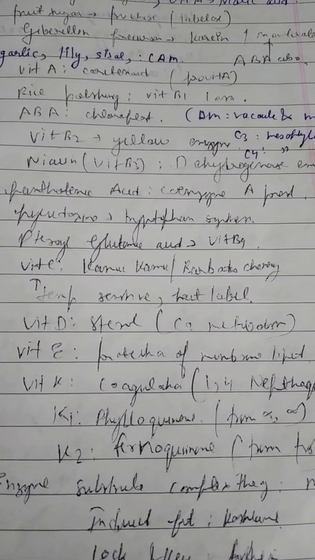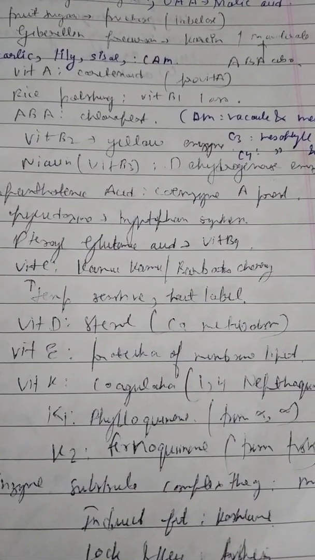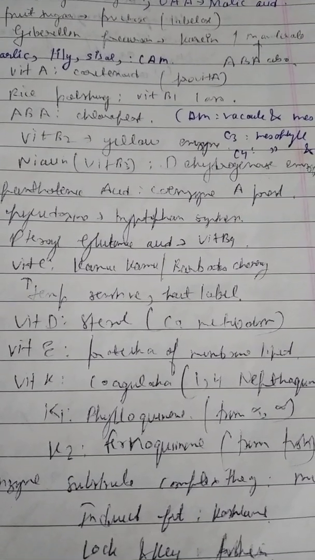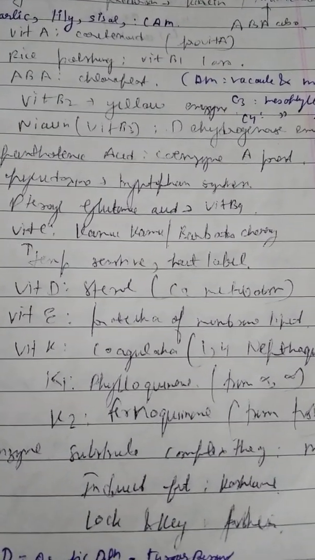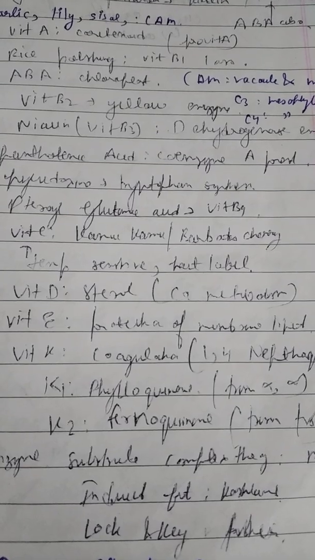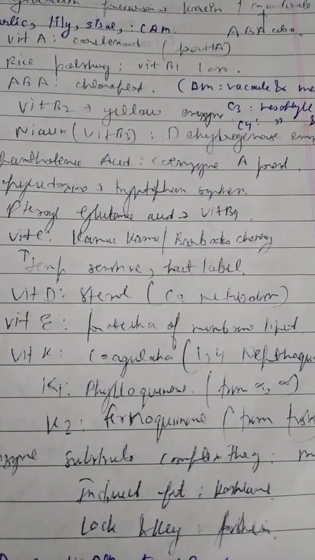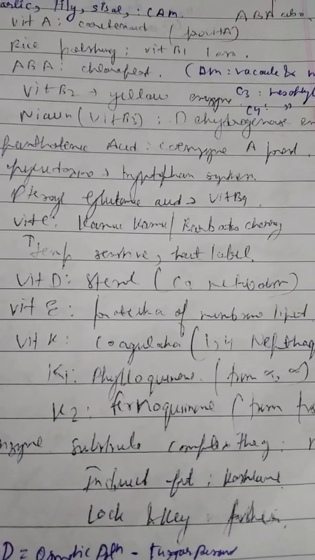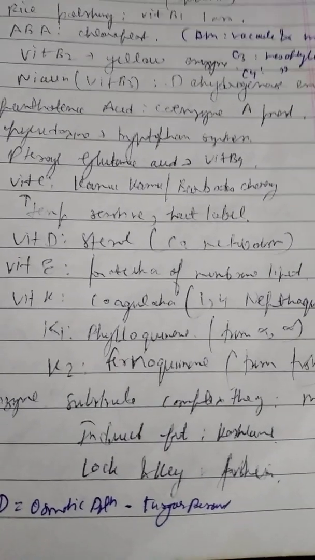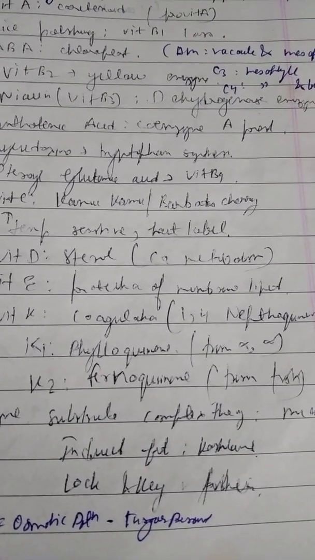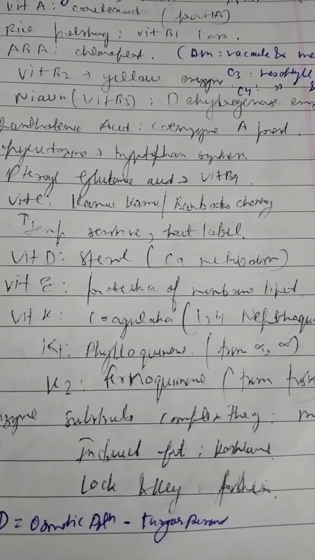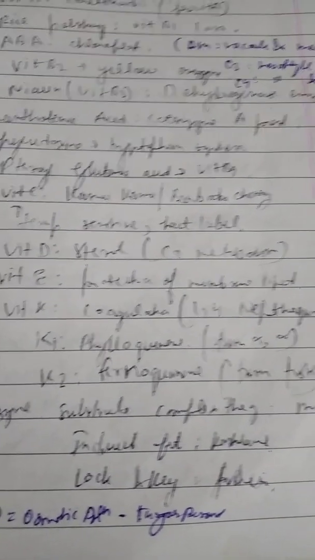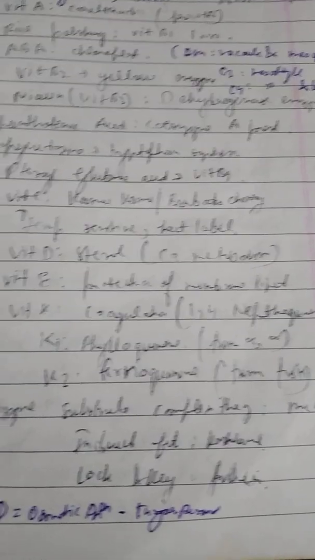And student, vitamin B9 is pteroyl glutamic acid. Pteroyl glutamic acid you remember. And vitamin C is present highest in camu camu or Barbados cherry. And vitamin C is temperature sensitive and heat labile. Please student remember it. Vitamin D is a sterol, and it is used for calcium metabolism. Vitamin E is for protection of membrane lipid.